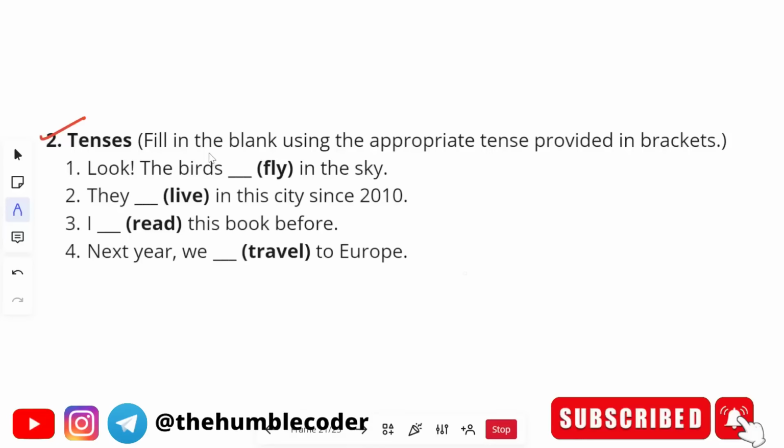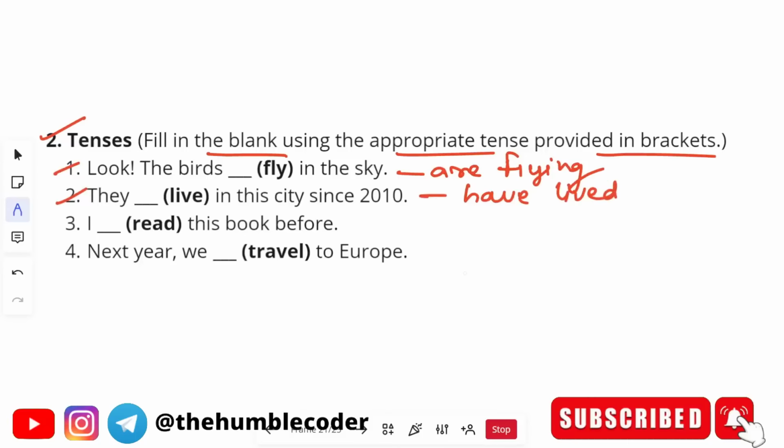In this question, the instruction is fill in the blank using the appropriate tense provided in the brackets. The first sentence that we have is, look, the birds dash in the sky. The answer for this is going to be, look, the birds are flying in the sky. Next up that we have is, they dash in the city since 2010. So the answer will be they have lived in this city since 2010. Next up that we have is, I dash this book before. So the answer for this will be I have read the book before. Next year we dash to Europe. So the answer will be next year we will travel to Europe.